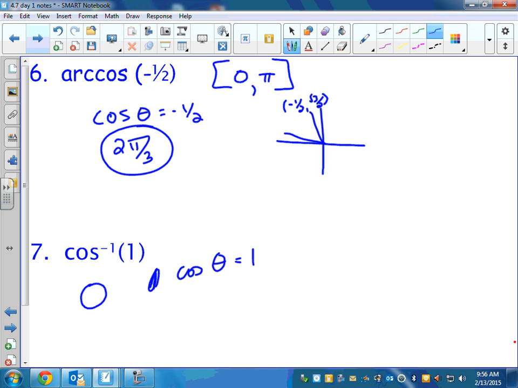Maybe this lesson is a good reminder that we need to practice our unit circle and values. And remember that cosine is x. Cosine is 1 at the point (1, 0), so 0 is the answer. At 0 radians, the cosine is 1.